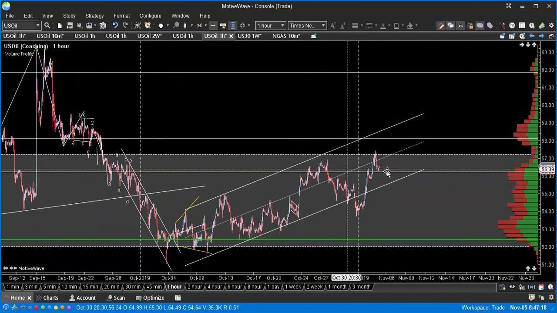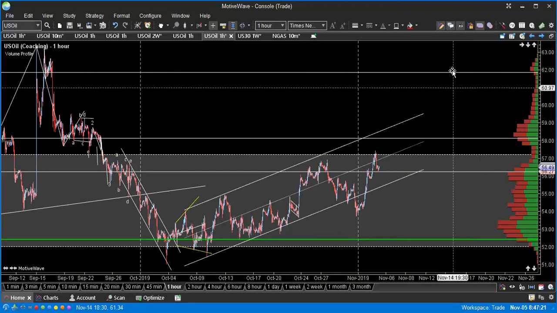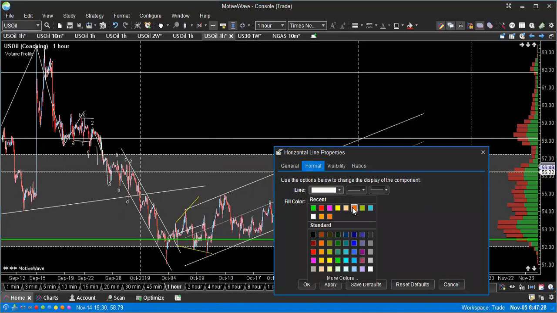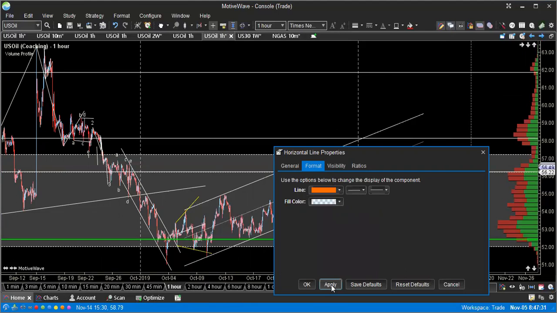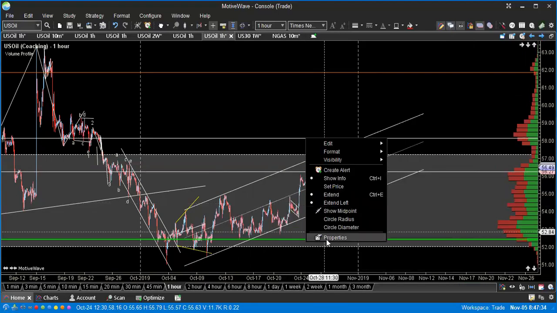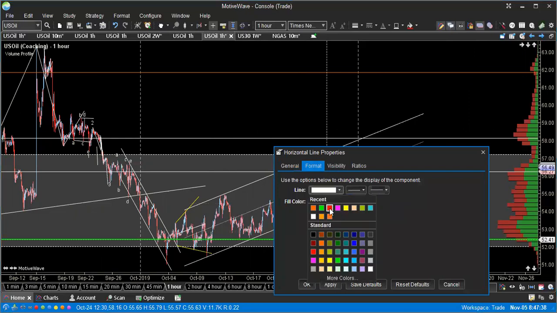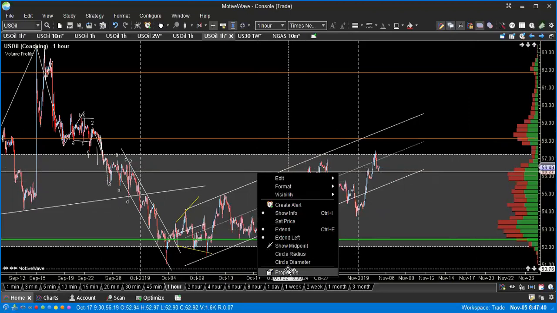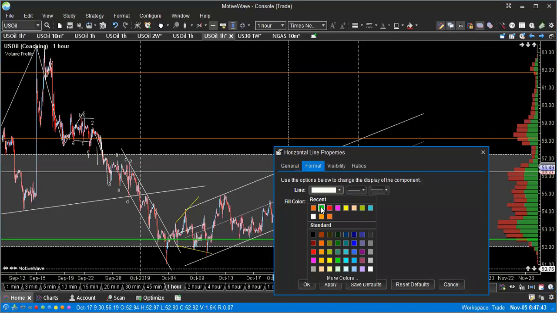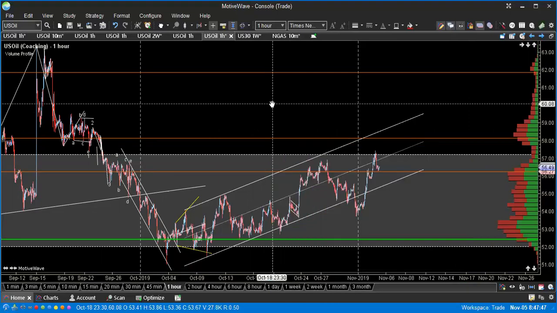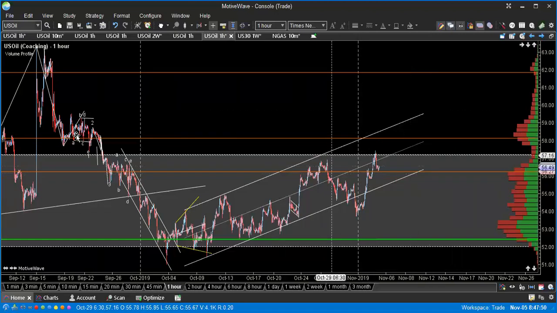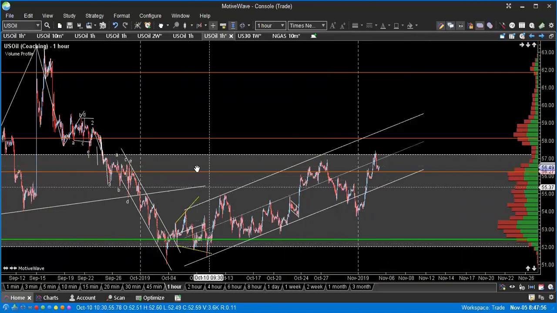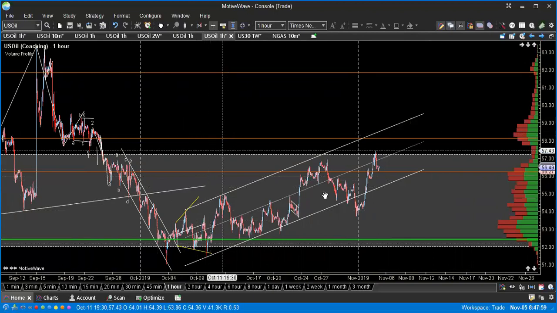These were the HVNs, the high volume nodes. Let me color this one so that it can be visible. Orange would be good. So these were the high volume nodes for this leg. You can watch the analysis video to see how we have drawn these levels.